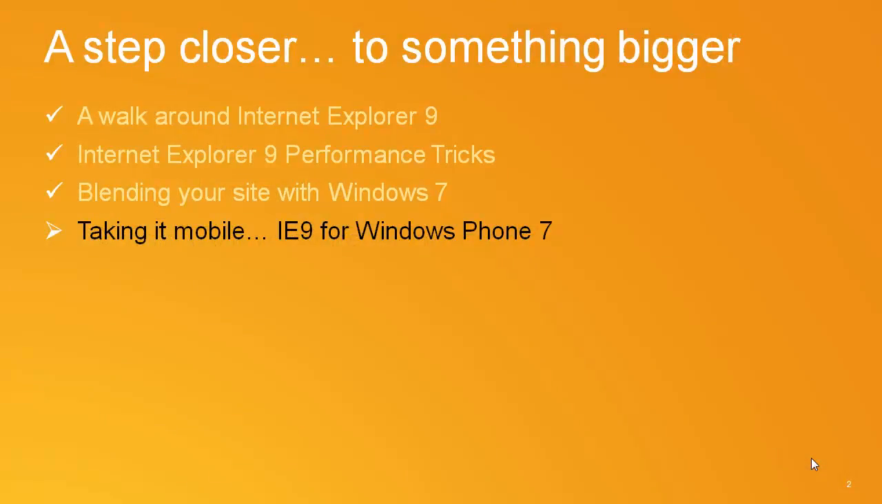Welcome. With this presentation, we're finishing a series of 4 webcasts where we've been talking about Internet Explorer 9 and all of the new features that Microsoft have put together in this new browser for Windows. In this last presentation, we're going to be talking about IE9 but on a different form factor. We're going to be seeing IE9 on the Windows Phone 7 Mango version that is coming out later this fall.